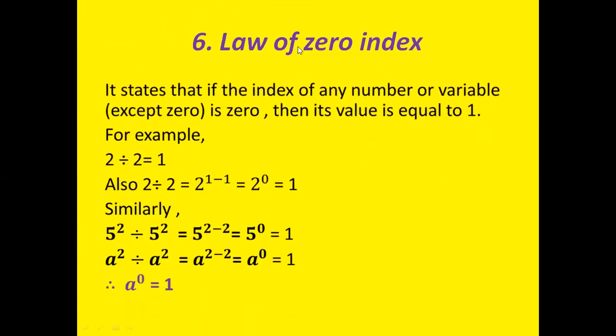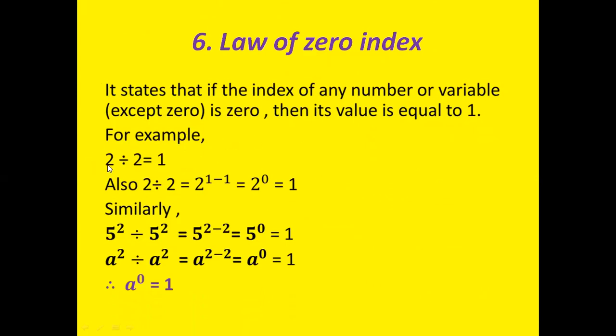Now, law of zero index. The law of zero index states that if the index of any number or variable, except 0, is 0, then its value is equal to 1. The base must not be 0.